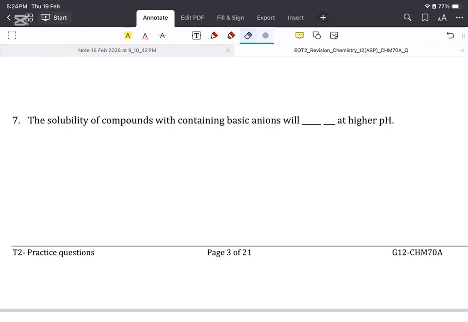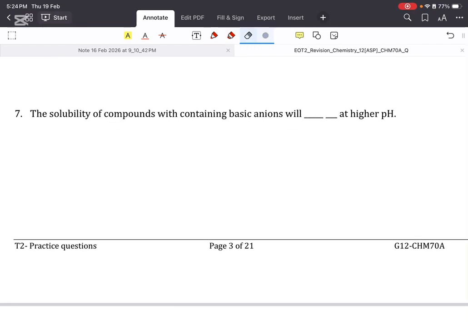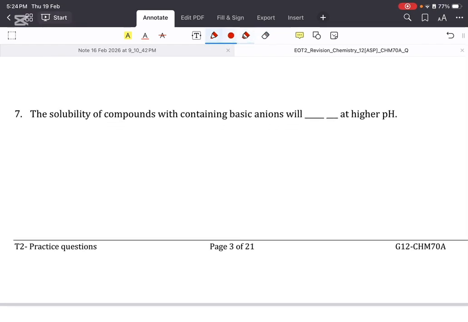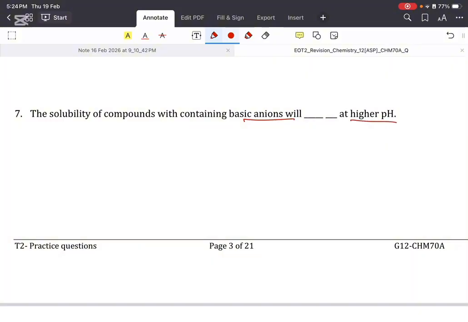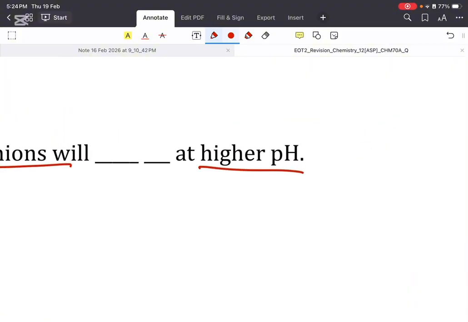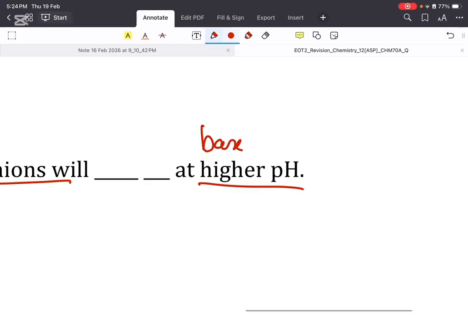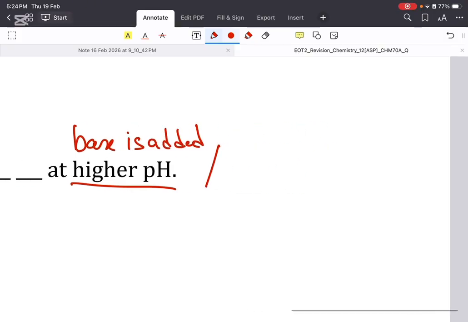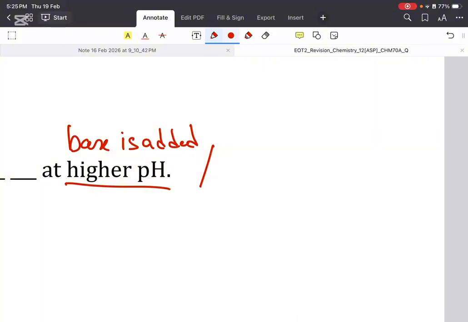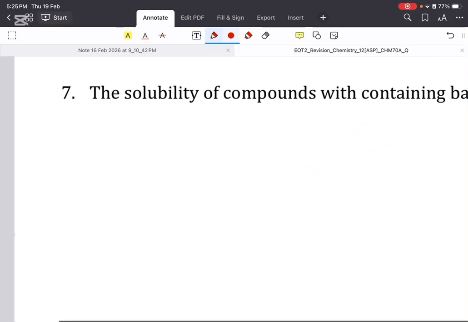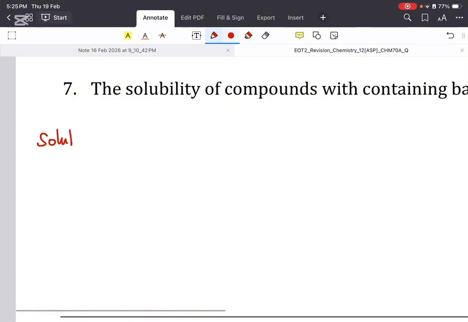The solubility of compounds containing basic anions will what? At higher pH. Here we are dealing with if a base is added. That's what higher pH means. And they can change the question later on in the exam and tell you at lower pH. At lower pH means if an acid is added. Before I answer this question, let me just give you the basic rules. So here's what happens to solubility.